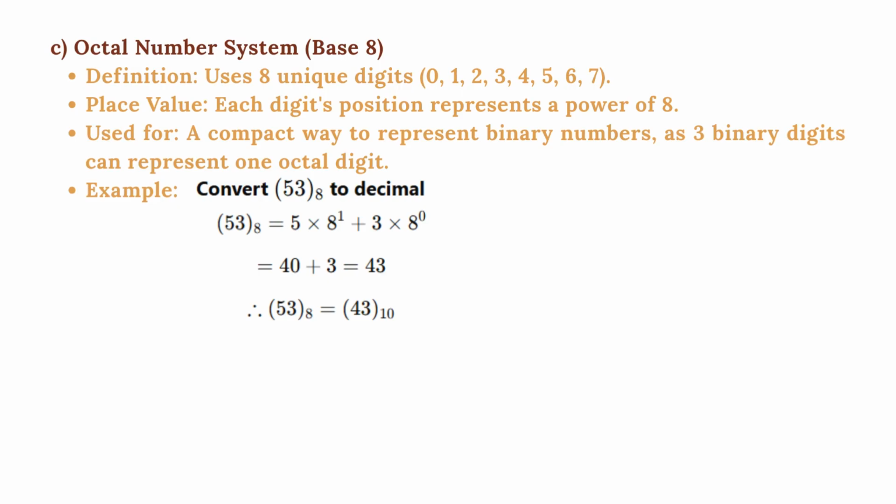For example, convert 53 to decimal. 5 into 8 to the power 1 plus 3 into 8 to the power 0. So 40 plus 3, 43. The decimal value of the octal number 53 is 43.